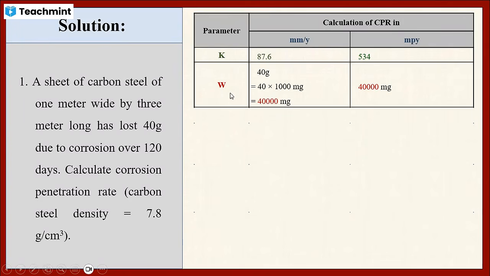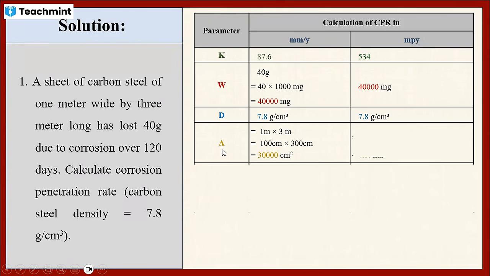And in this problem, the value of weight loss is 40 gram. But we want the W value in milligram. How to convert gram into milligram? By multiplying by 1000. So 40 gram into 1000 is nothing but 40,000 milligram. So for MPY, the value is the same, because for MPY also the W value is in milligram. Then in this problem, density of the carbon steel is 7.8 gram per cm cube for MMY as well as MPY.